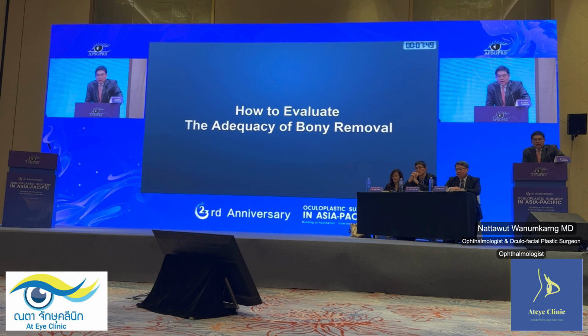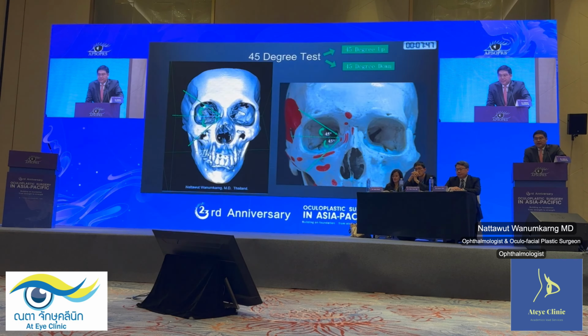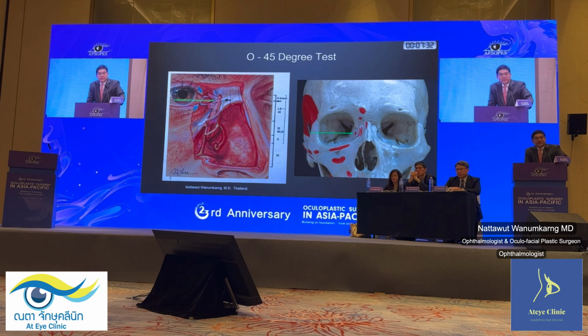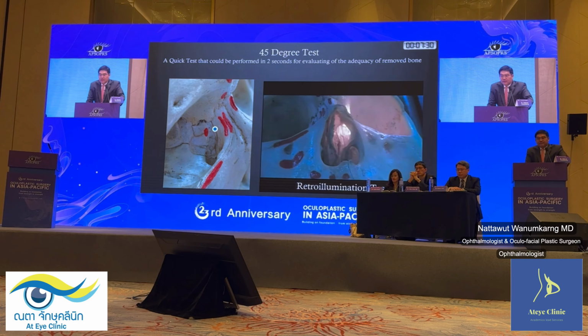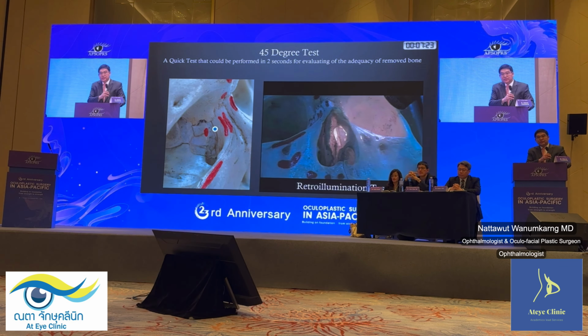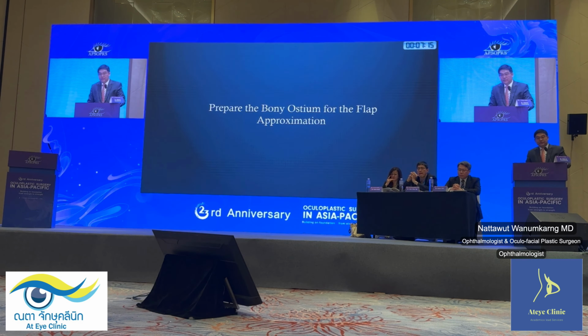Next, how to evaluate the adequacy of the bone. I use the 45-degree test, and we can divide it into two parts. The first part is 45 degrees up, and the second is 45 degrees down. Let's see from 0 to 45 degrees. Before that, the 45-degree test is a quick test. If you understand the concept, you can use it in 2 seconds to evaluate the adequacy, and apply it to plan for the surgery.